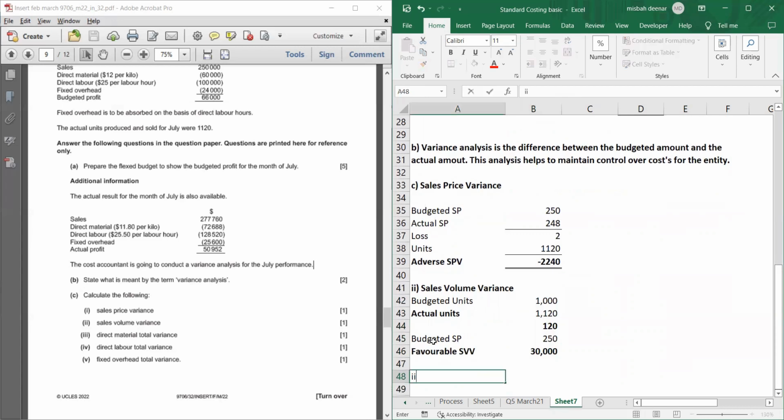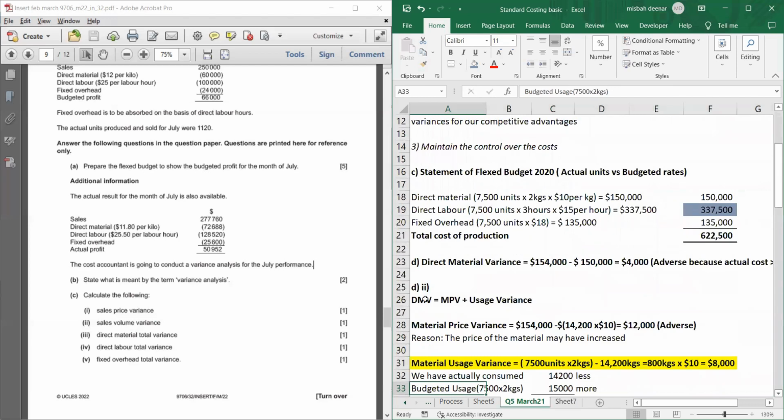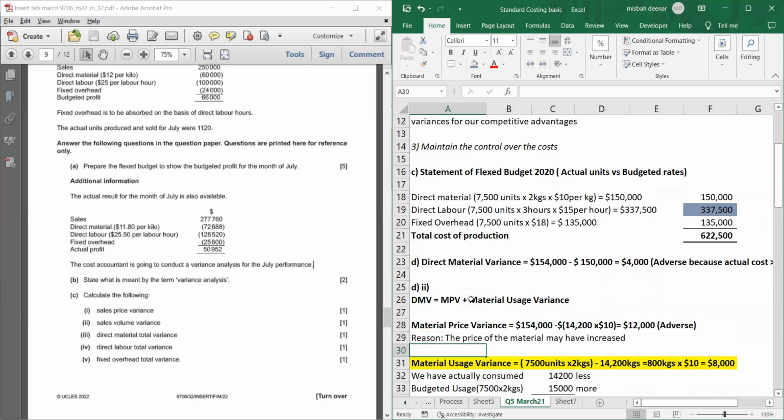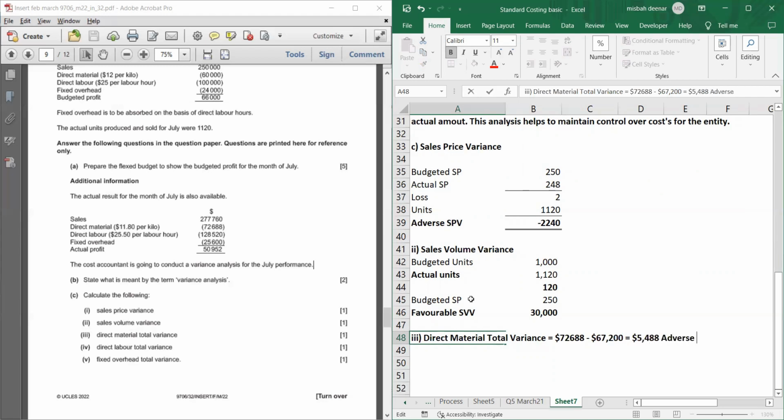Then number 3, direct material total variance. If I go back to my question 5 for March 21, we can see that we solved it there: direct material variance was material price variance plus material usage variance. Now we are required to calculate it as a whole, and we don't have to calculate both. So we can simply take the actual cost, 72,688, minus the flexed cost we calculated, 67,200. This will give us 5,488 adverse variance.